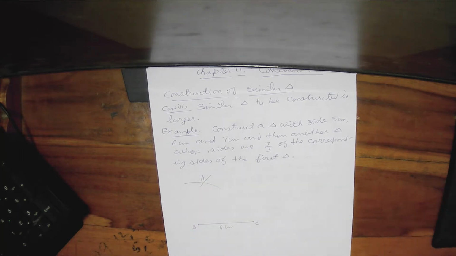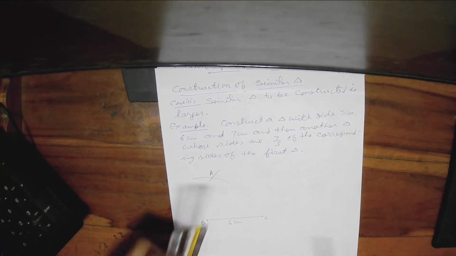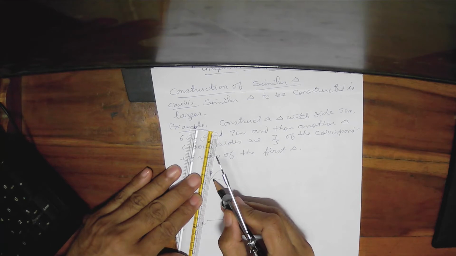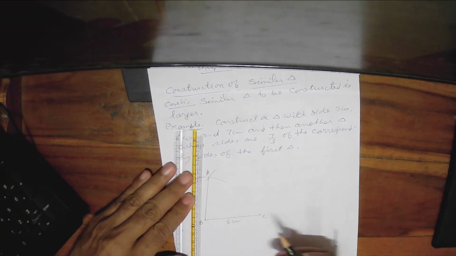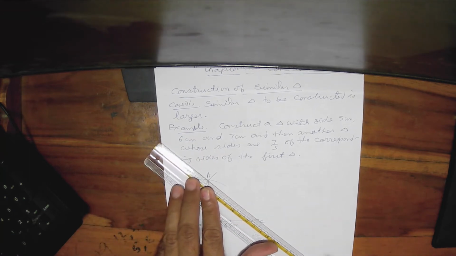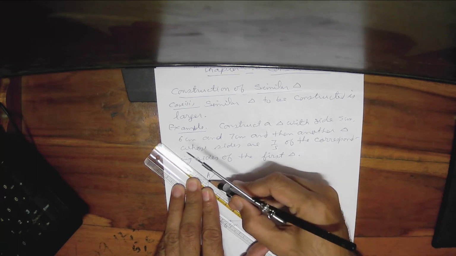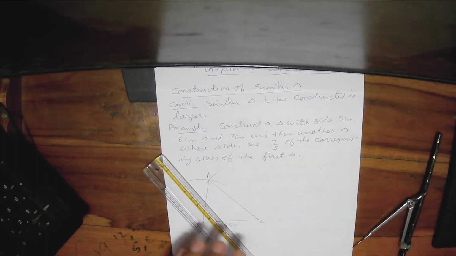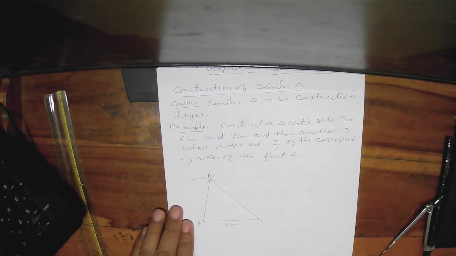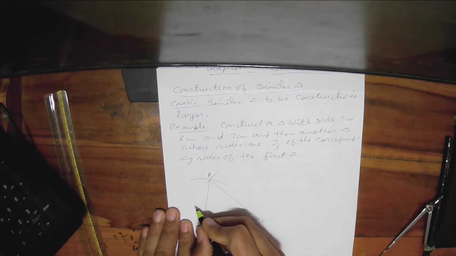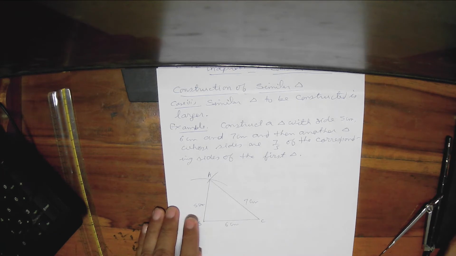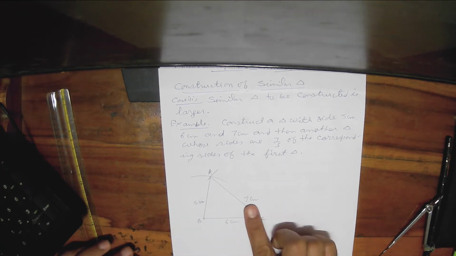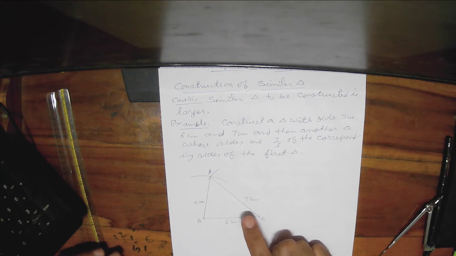Next step, we will join A and B and A and C. So this is A and this is our B. Join A and B and then join A and C. So our AB is 5 cm and this AC is 7 cm. Now next we have to construct a triangle which will be similar to this but larger, and will be 7 by 5 times the original triangle.